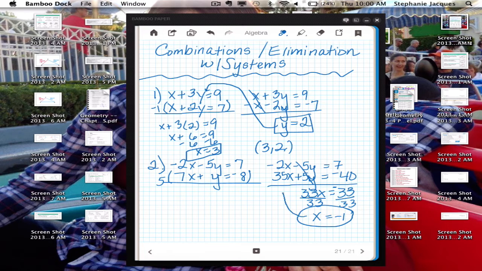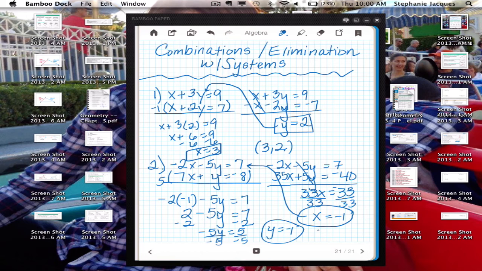Now I'll take my -1 and go back to one of my original equations and plug it in for x. So I go -2 times -1 minus 5y equals 7. So -2 times -1 is 2. Minus 5y equals 7. Solve for y. So subtract 2 from both sides: negative 5y equals 5. Divide by -5, and I get y equals -1. So my point of intersection for those two equations would be -1, -1.